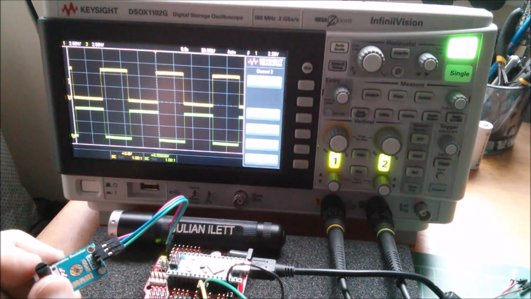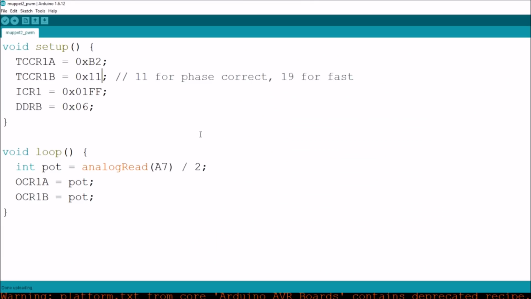Let's take a look at the code for that. So here it is, and because there's so little of it, I've done it really big so that you can see it. I'm just writing to four registers. They are TCCR1A, TCCR1B, ICR1, and the data direction register, DDRB.